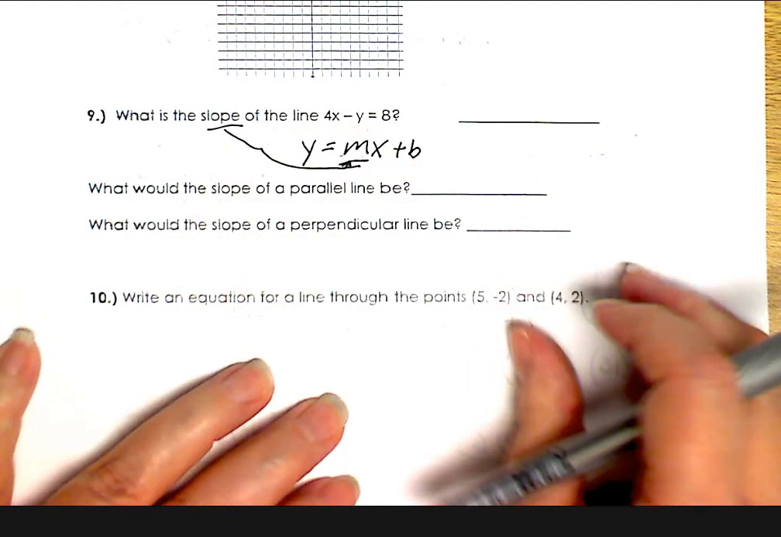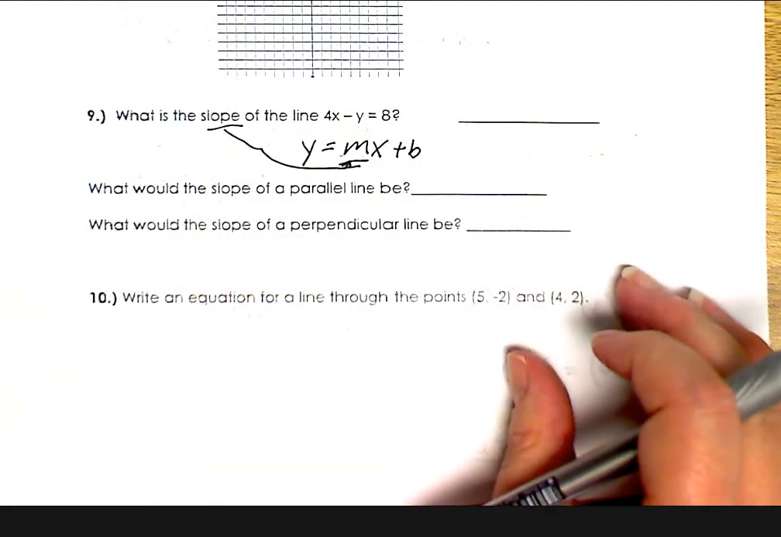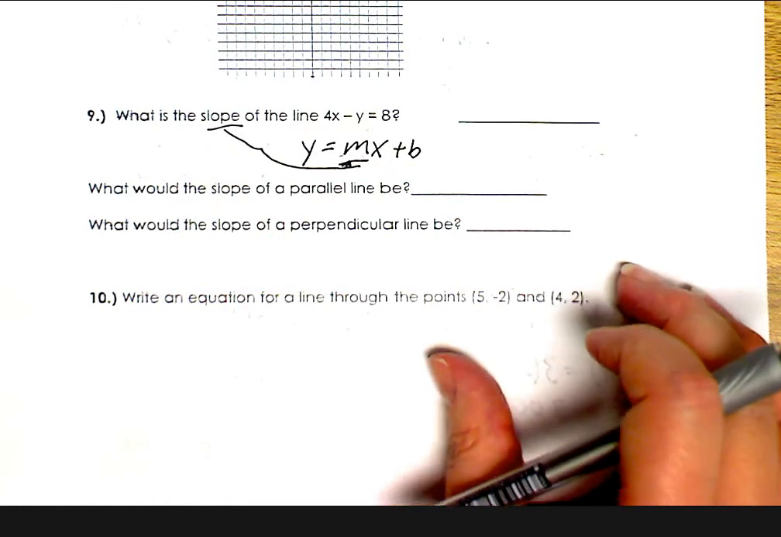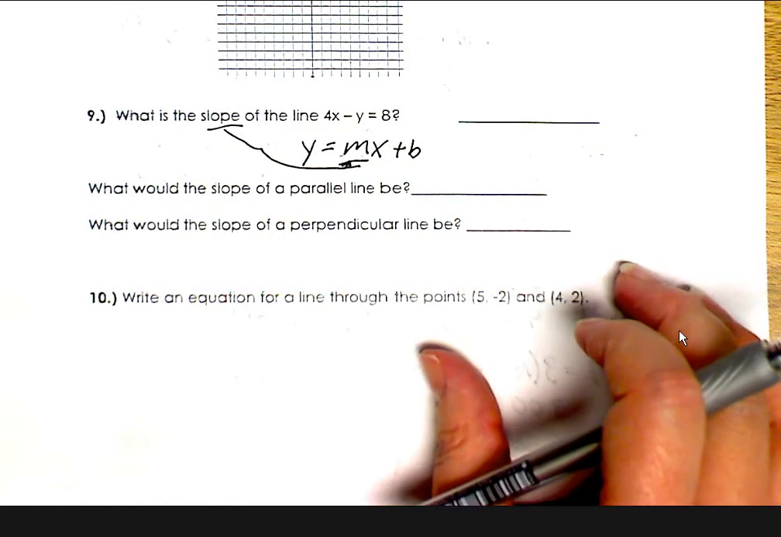Wait, so are we going over all these? Nope, I did all these. I'm just giving hints on these ones. I'm done with these ones. We're going to go on.